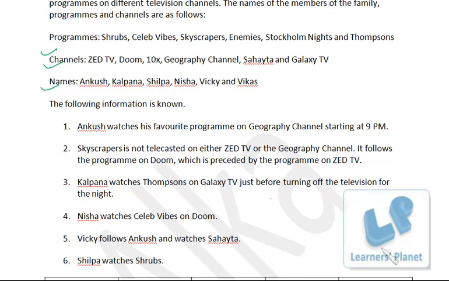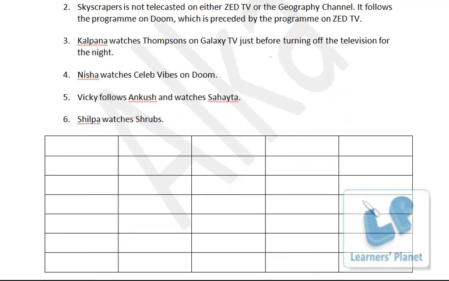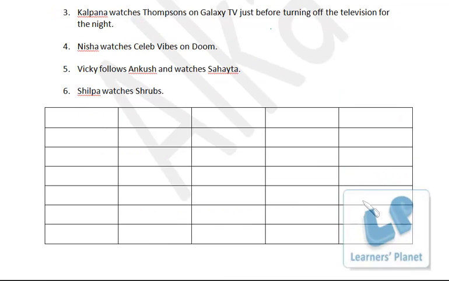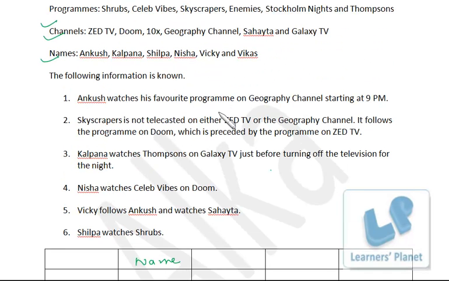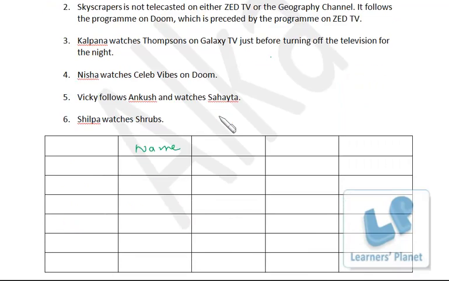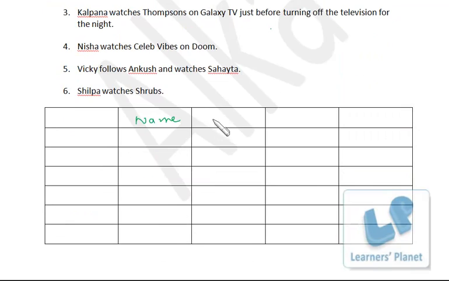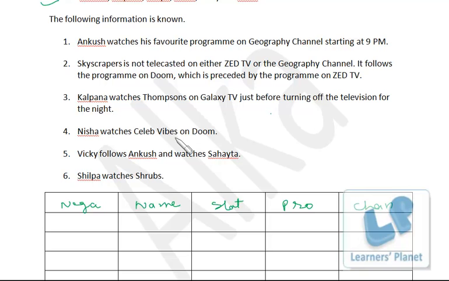So what we should do, first of all, we should make a table and fill up the information in the table. Okay, so I have 6 persons, so I just write the names of the persons over here, then program, channel and slot. Okay, so slot, then program, and then channel and negatives, if there are any. Okay, and now we fill up the information.